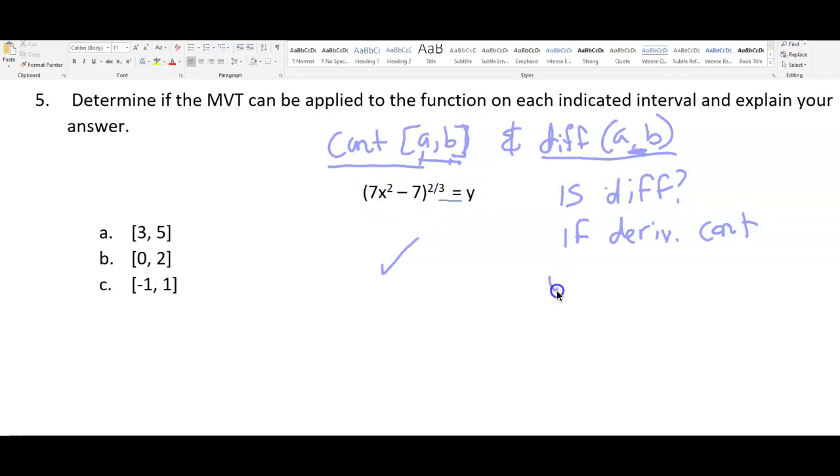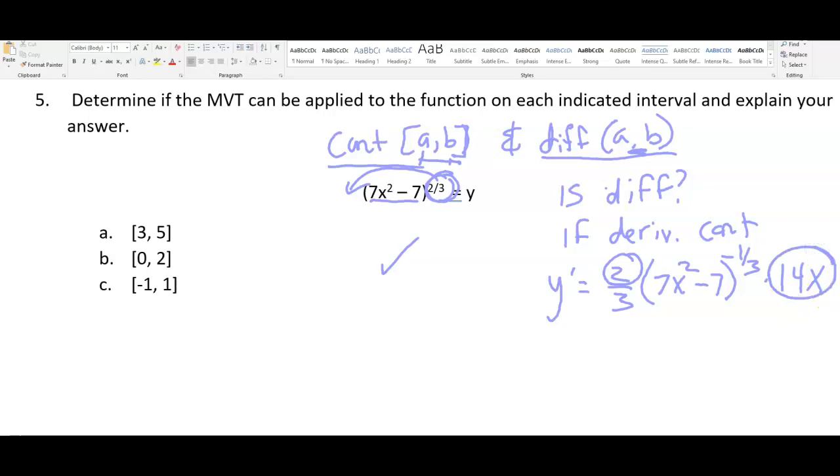Now, the derivative of this thing would be taking your power, moving it to the front, taking 1 away from your power, and then multiplying by the derivative of the inside, which would be 14x. Now I'm going to clean this up a little bit. I'm going to multiply the two numbers that are on top together, the 2 and the 14, to get 28x. The 3 is going to go on the bottom because it's a denominator. This one has a negative power, which means it also goes in the bottom.